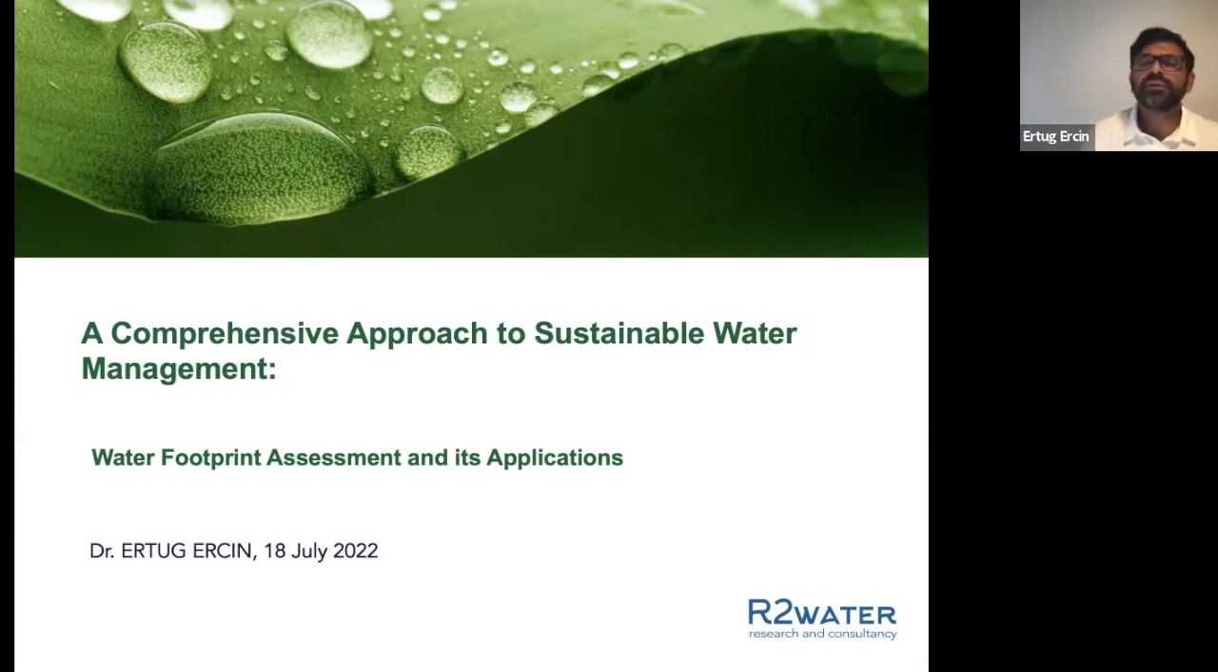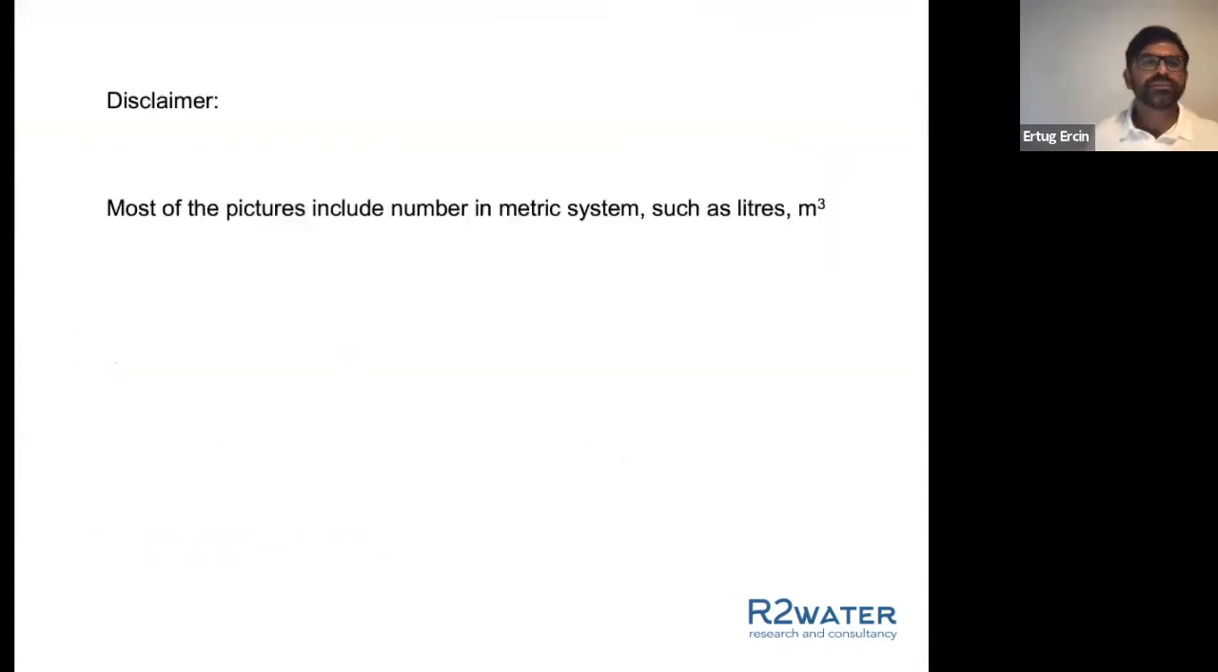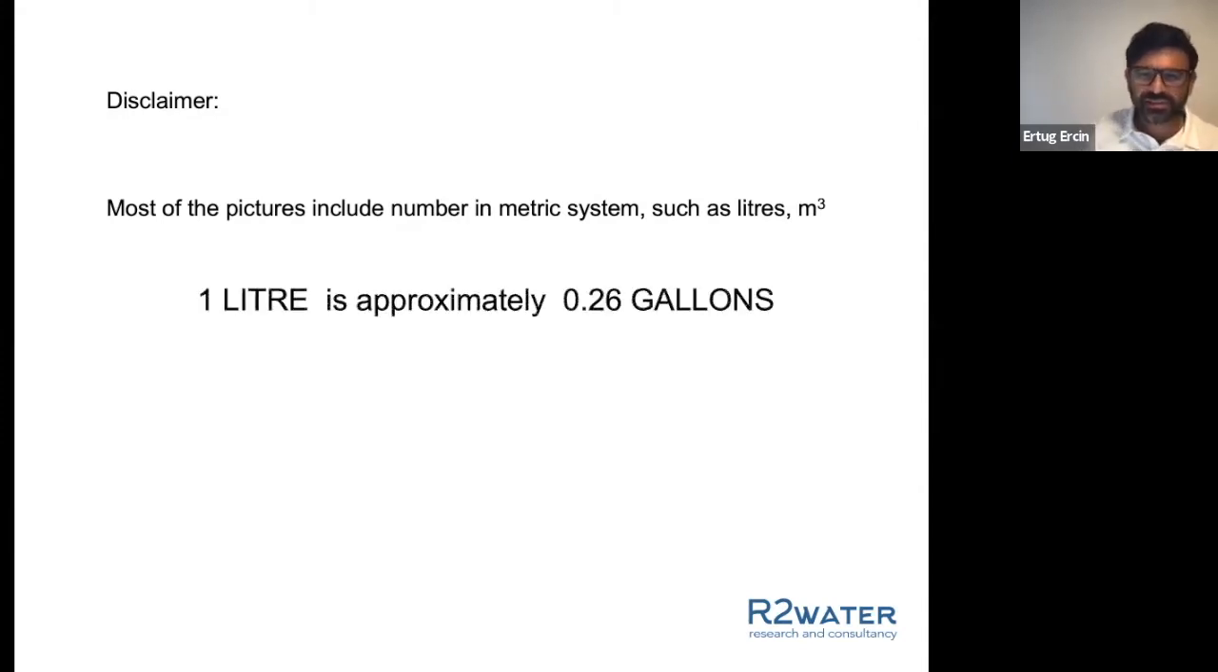Just briefly, I want to do a disclaimer. Some of the pictures I couldn't change because these are infographics and some graphs from papers or other studies, or studies of mine. You will see mostly a metric system in it, in liters in terms of volume, or cubic meters. 1 liter is approximately 0.26 US gallons.